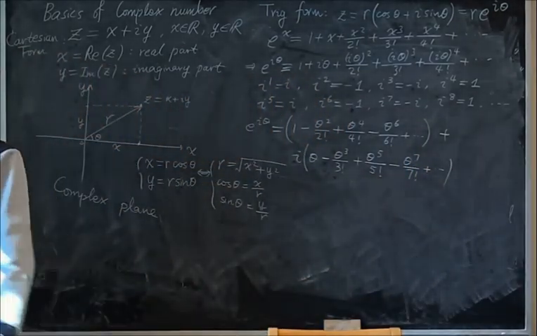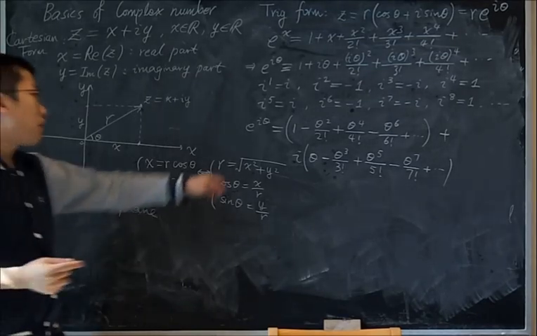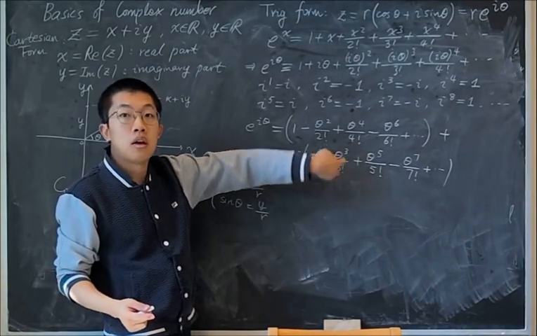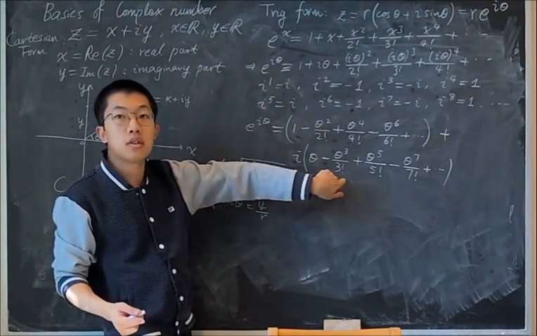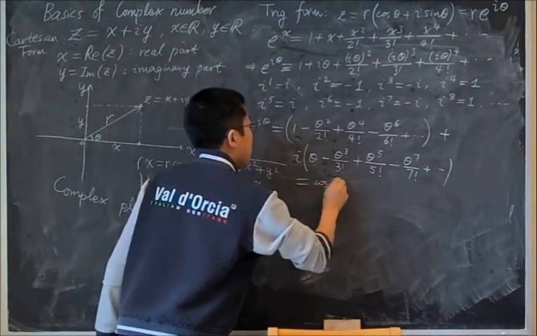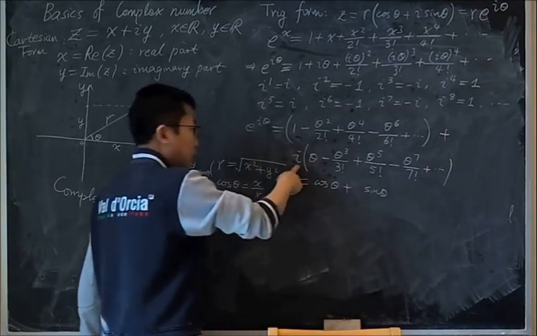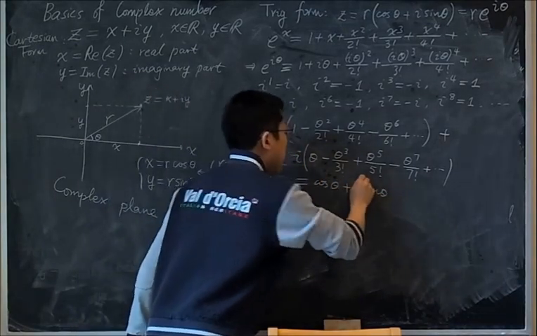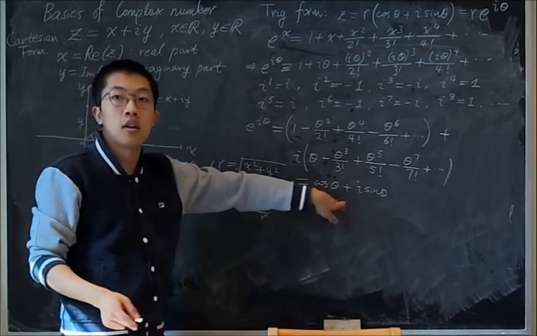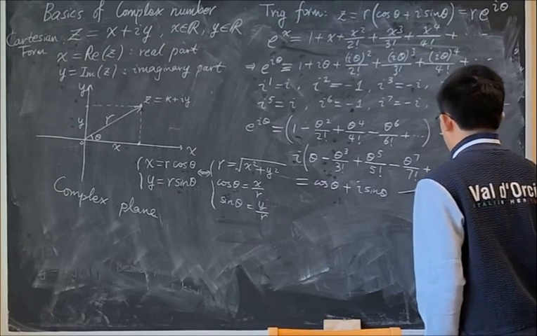If you are familiar with basic Taylor expansions, you instantly realize that this term is actually the Taylor expansion of cosine theta, and this term is the Taylor expansion of sine theta. So literally, this is just cosine theta, and this bracket is just sine theta. We just add them up, and don't forget this little factor of i. And in this case, we prove this very important identity. This identity is going to be Euler's identity.